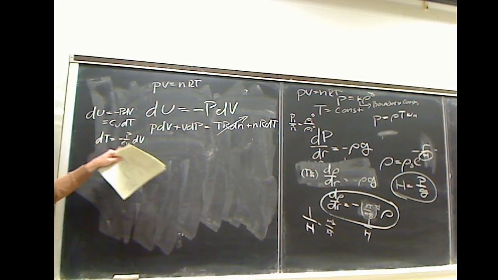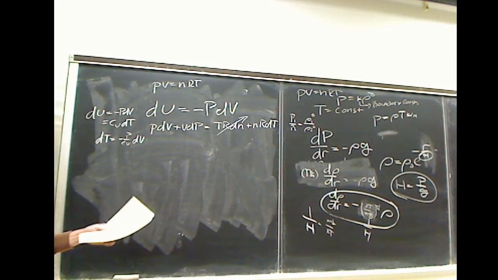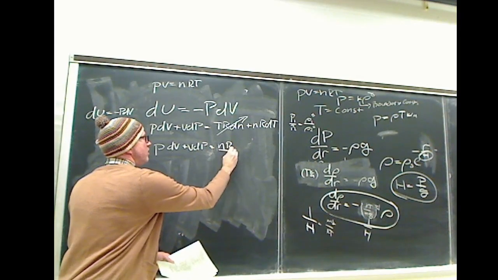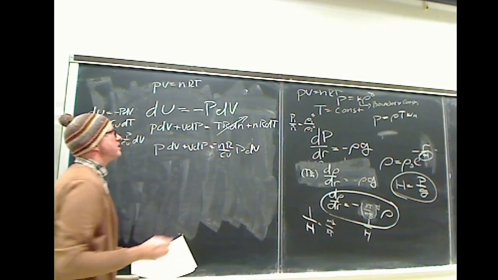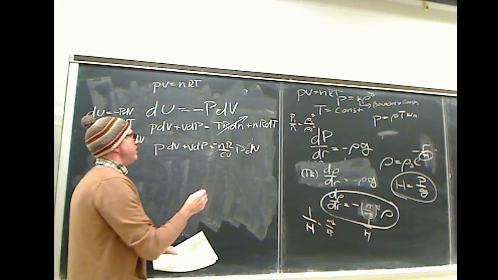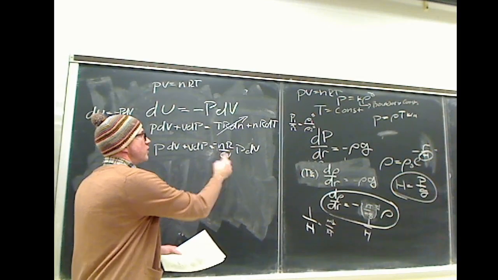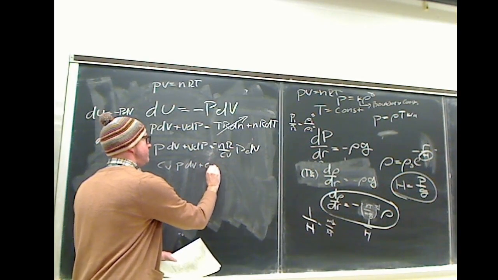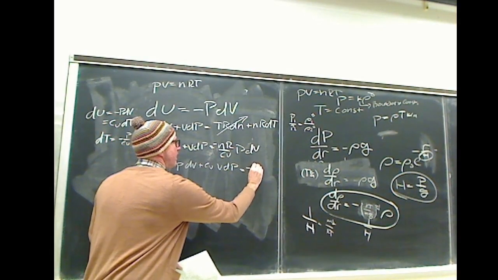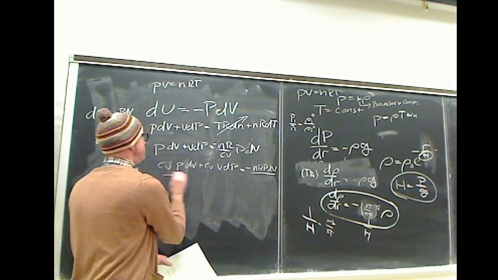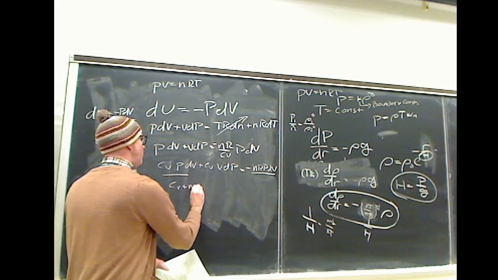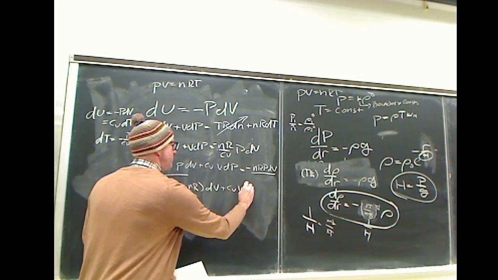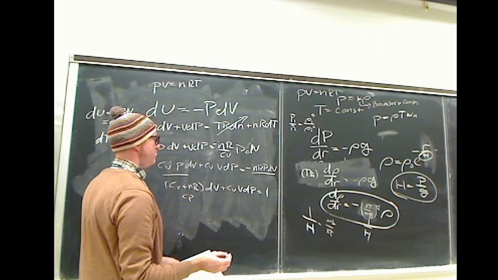And this guy, I'm going to plug into here, and I'm left with p dV plus V dp equals nR over Cv p dV, and that's a minus. I picked up a minus sign there. So I'm going to multiply through by Cv, and then I'm going to get Cv times p dV plus Cv times V dp equals minus nR p dV. So now I've got a dV here and a dV here. I'm going to take this over to the other side, and I've got Cv plus nR, which is just Cp, times p dV plus Cv V dp equals 0.